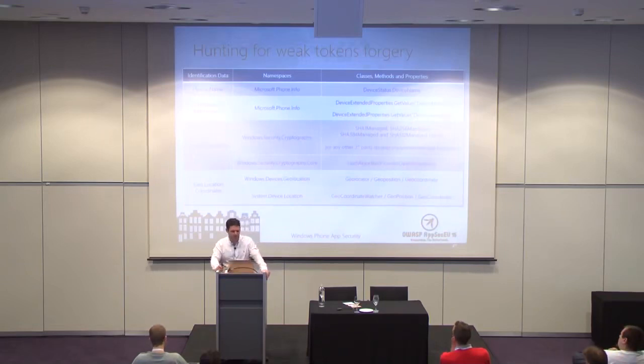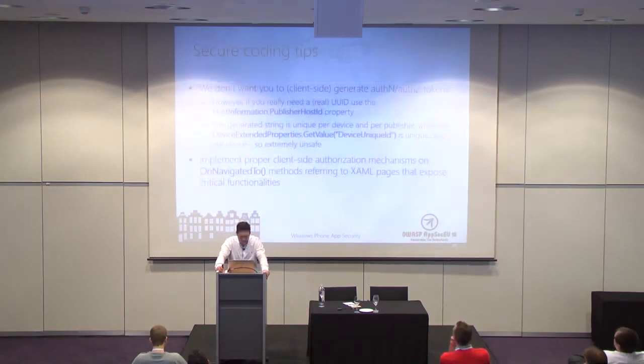Geolocation coordinates are also used to authenticate users. Sometimes it's a weak mechanism, so we still have to be sure that this information is not involved in authentication or authorization processes. Okay, so we have our secure coding tips.